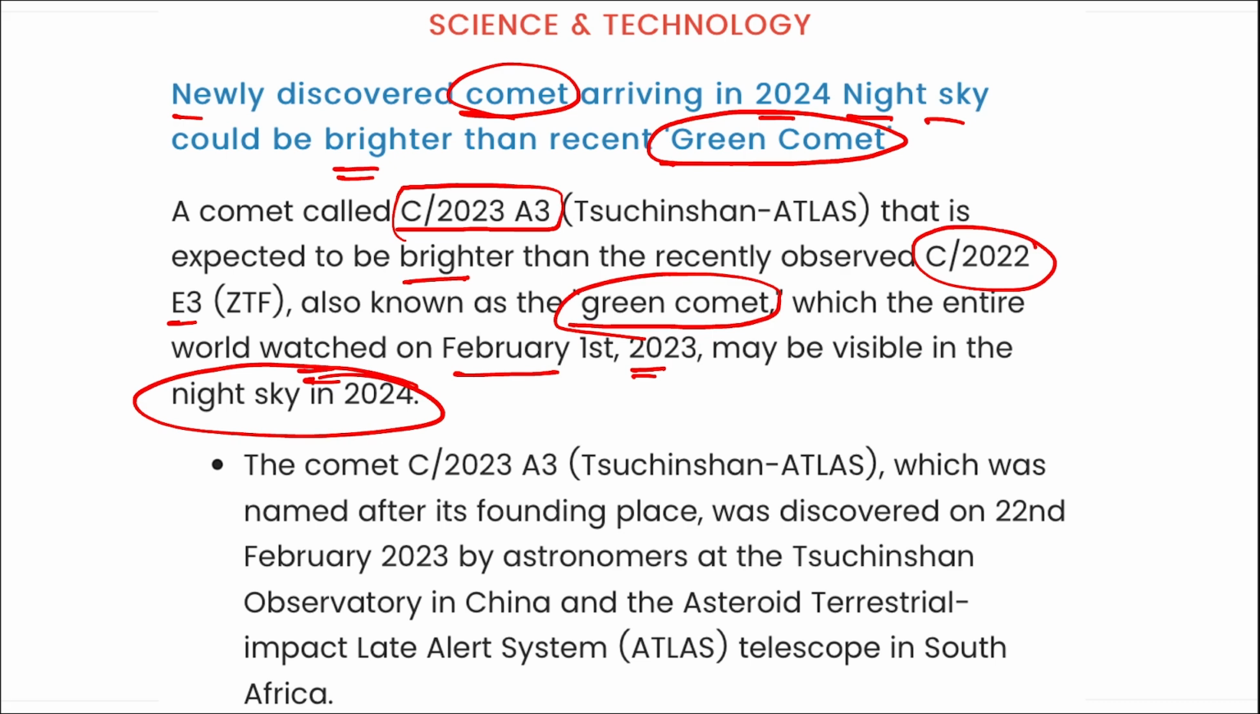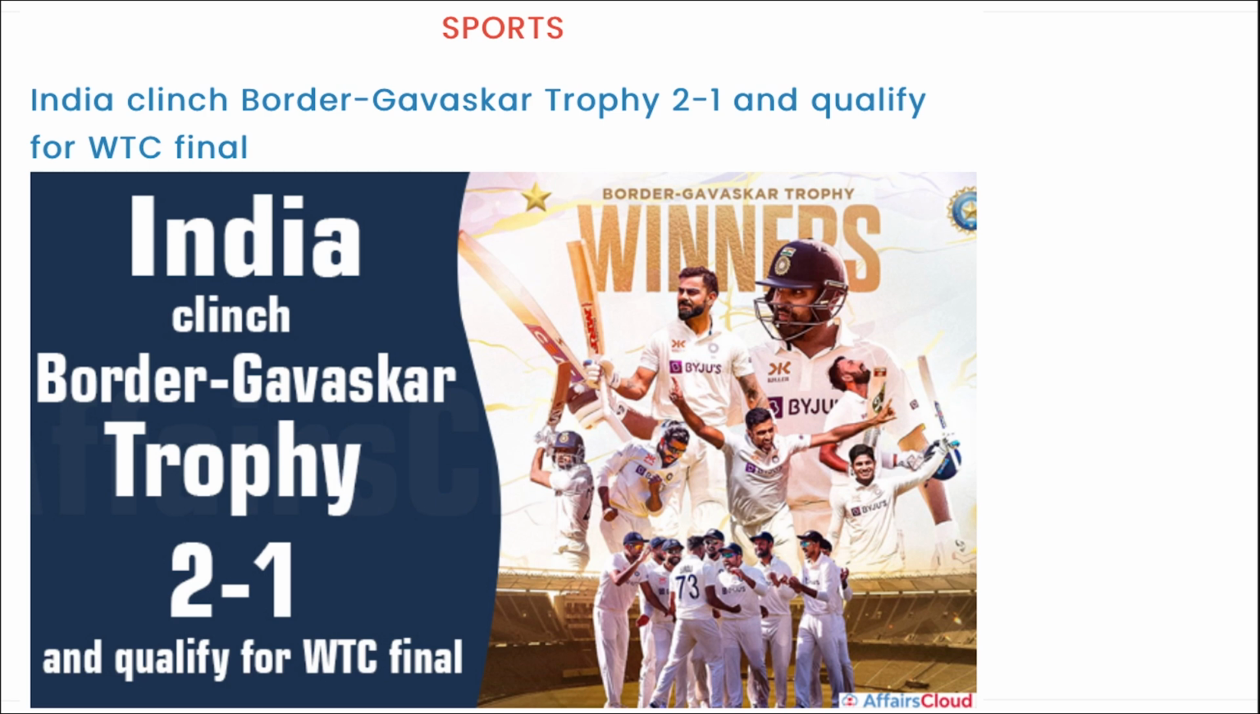Next, India has clinched the Border Gavaskar Trophy by 2-1 and qualified for the WTC final. And I told you, during this Border Gavaskar Trophy match only, Prime Minister Narendra Modi and Anthony Albanese, the Prime Minister of Australia, visited the ground, and also did the toss for the team. So coming back, remember who won this Border Gavaskar Trophy by 2-1? It was India who won this trophy, and with this win, India has qualified for the World Test Championship.